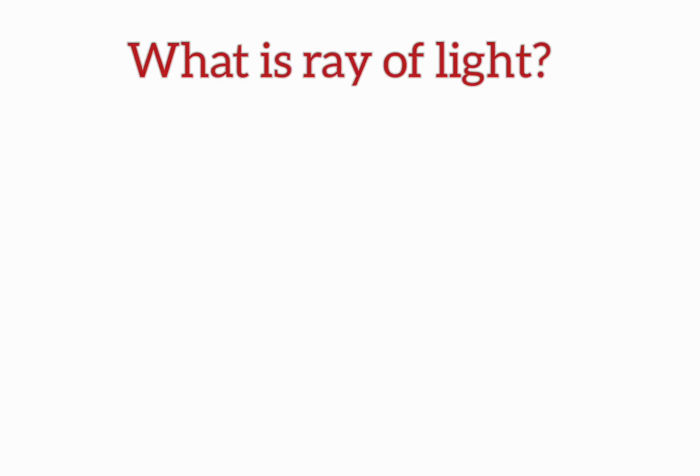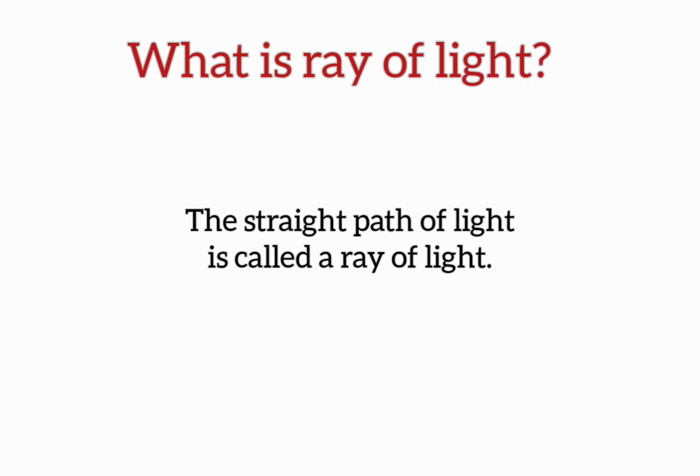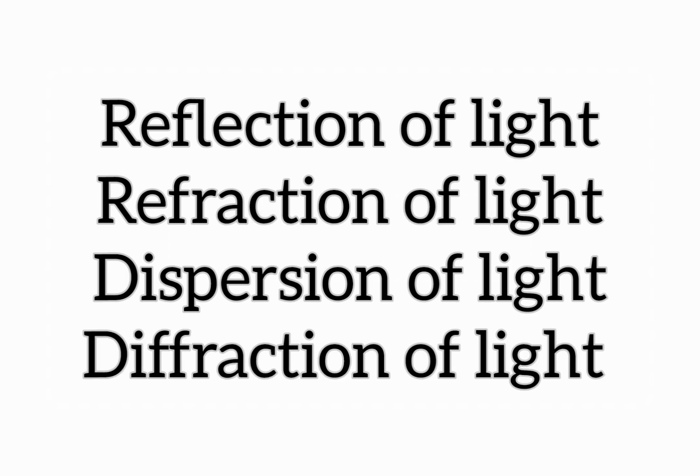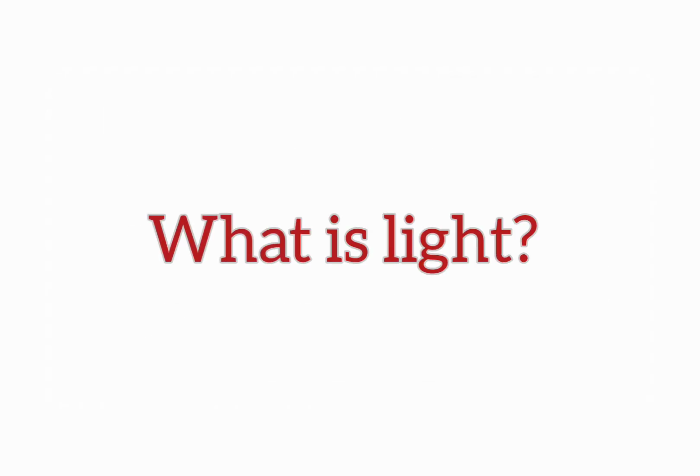So first we should understand what is a ray of light. A ray of light is nothing but the straight path of the light. You know other phenomena also: reflection of light, refraction of light, dispersion of light, diffraction of light. But in this chapter we are going to cover only reflection and refraction. Okay. Then what is light?